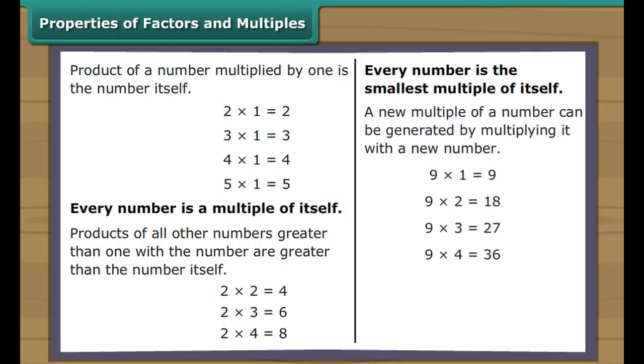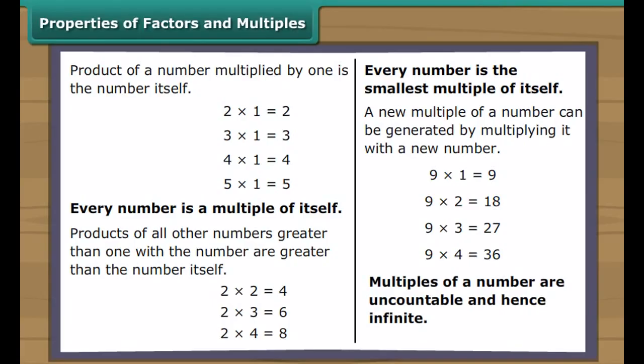A new multiple of a number can be generated by multiplying it with a new number. For example, 9 into 1 is equal to 9, 9 into 2 is equal to 18, 9 into 3 is equal to 27, 9 into 4 is equal to 36 and so on. Therefore, multiples of a number are uncountable and hence infinite.